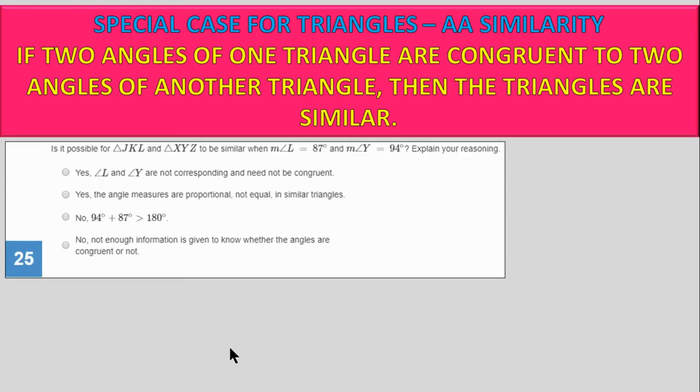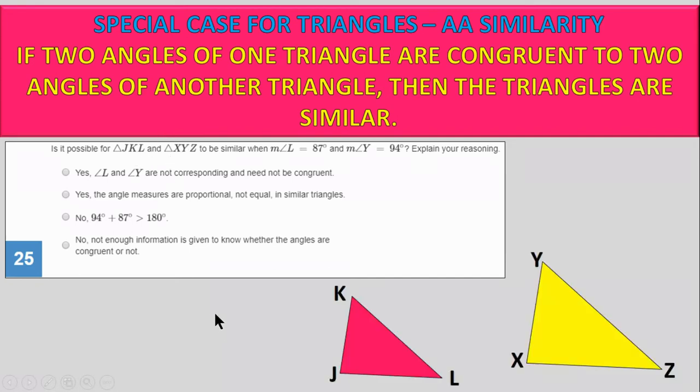And finally, on number 25, they want us to draw 2 triangles again. They don't really tell us what they look like, but I drew 2 triangles that look like this. Angle L is 87, angle Y is 94. And if these are going to be possibly similar triangles, then angle Z has to be 87 because they are corresponding angles. And angle K has to be 87 because those are corresponding angles.